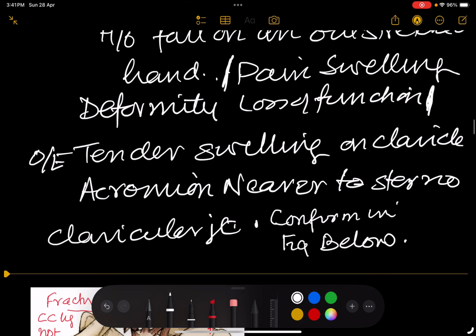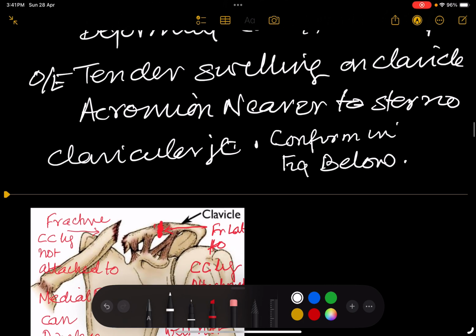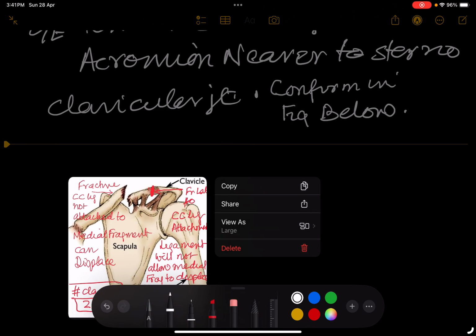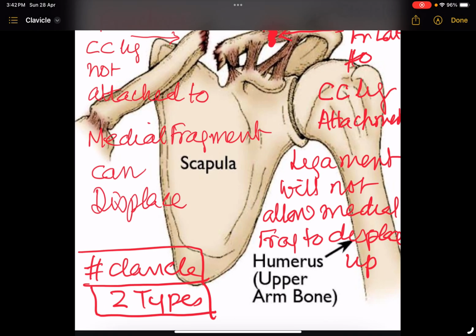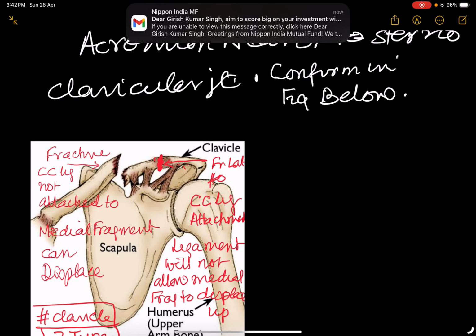There is a tender swelling on the clavicle. Maybe you can elicit some crepitus. And the acromion of the affected side is nearer to the sternoclavicular joint. You see, here is the acromion, and it is nearer to the sternum because there is overriding of the clavicle. So that almost confirms a diagnosis.